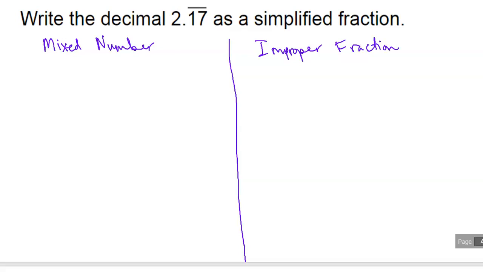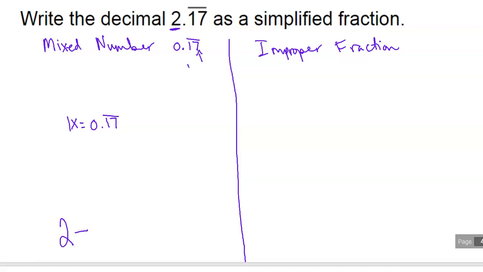So if I'm doing a mixed number, since there's a number in front of the decimal, that means that my answer is going to have a number in front of the fraction. In this case, it's 2. So then I'm going to look at it just as though it was 0.17 repeating. I'm going to take that 2 off because I've already included it in my answer. And then I'm going to set it up just like we did before. Set 1x equal to your decimal.